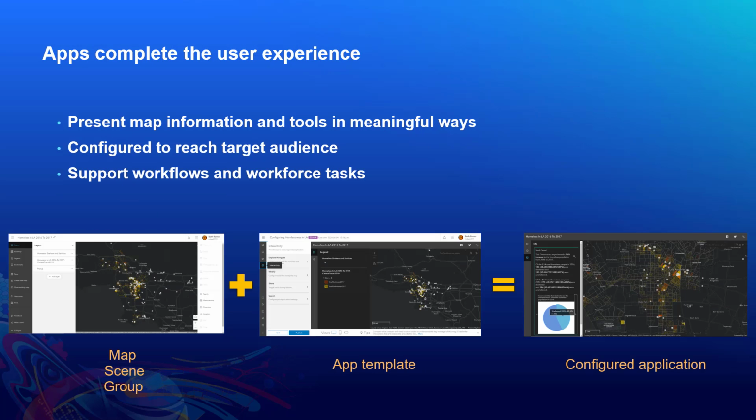Apps really complete the user experience. So creating a web app is just a great way to present map information in a meaningful way. Apps allow you to showcase specific map capabilities as well as add additional functionality. Once you've got your map looking the way you want, it's really easy to pick an app template, select a few options, hit publish, and then the end result is a configured application.